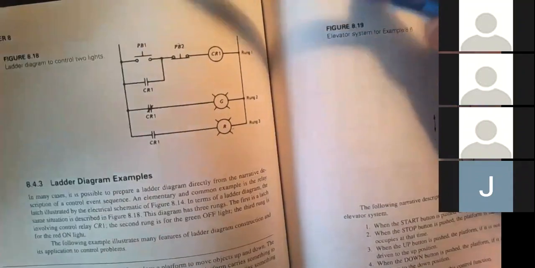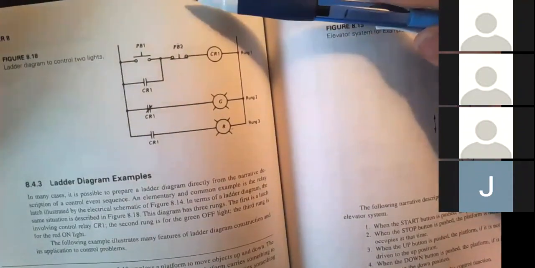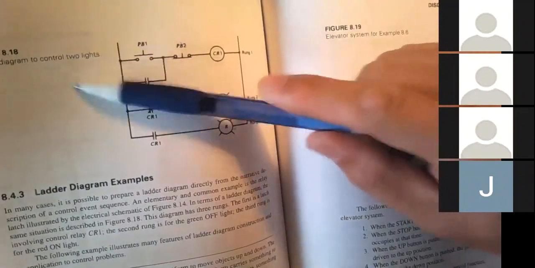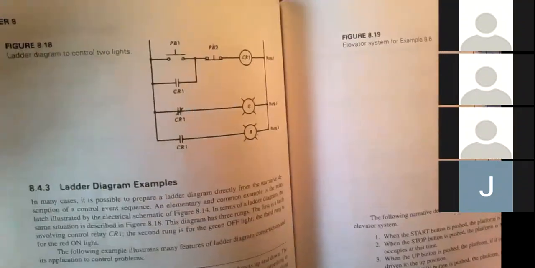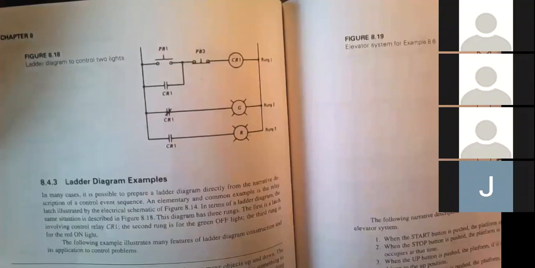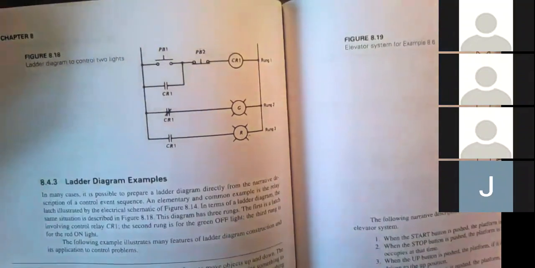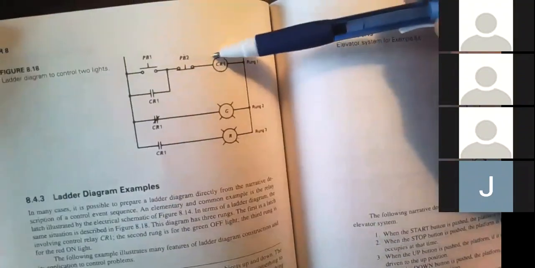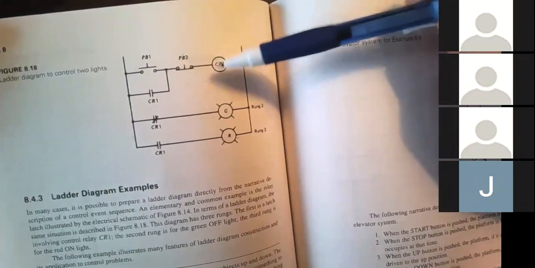So this is a start and stop button with two indicator lights, which give you a visual display of the status, the state of this latch.